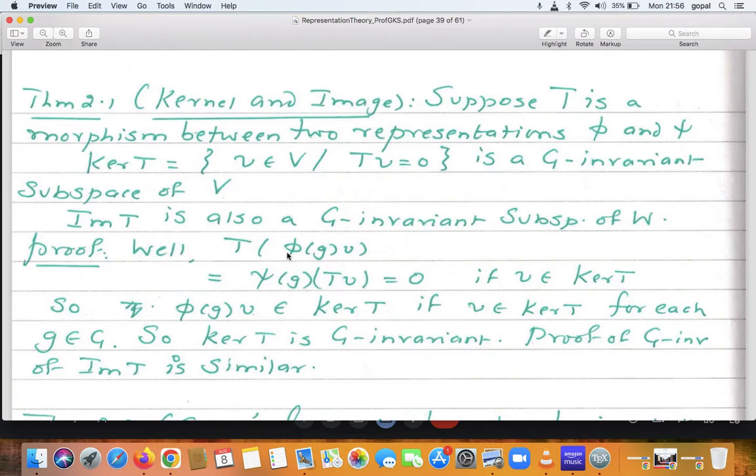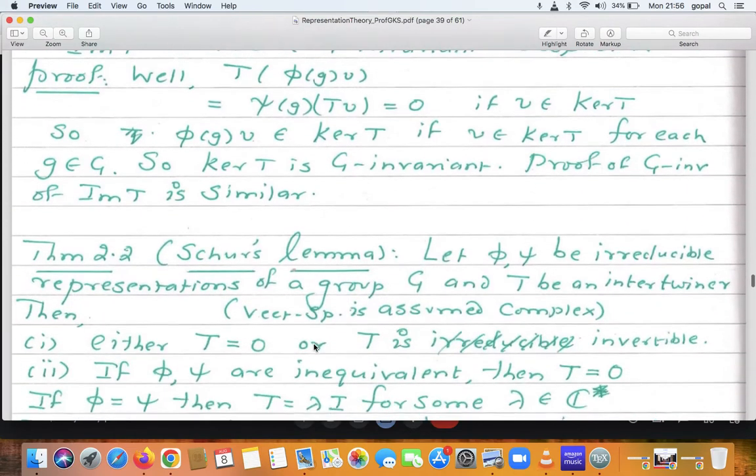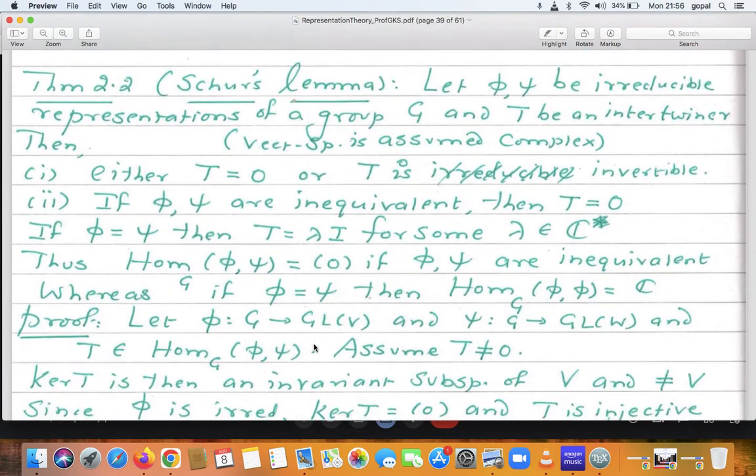Suppose v is in the kernel. We're going to show that phi_g(v) is also in the kernel. How do you know that? T applied to phi_g(v) will be psi_g(Tv), but Tv was 0. So phi_g(v) is also in the kernel. So the kernel of T is a G-invariant subspace, and the image of T is also a G-invariant subspace. Next is Schur's lemma.